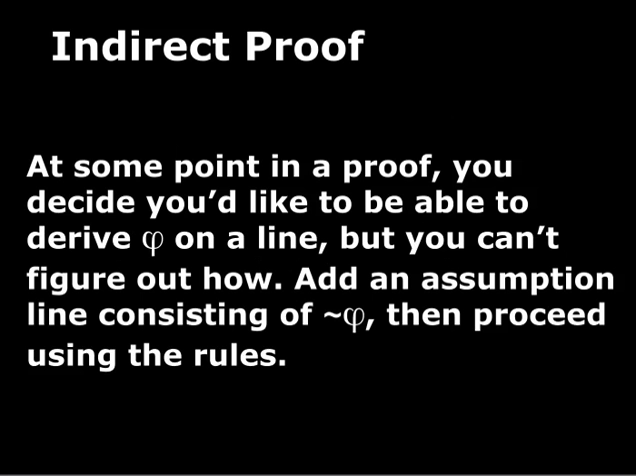In a little more detail, at some point in a proof, you decide you'd like to be able to derive phi on a line. You can't figure out how, it's not obvious how to do that. So you decide, okay, I'll use indirect proof. What you do is you add an assumption line that consists of the negation of what you're trying to derive. If you're trying to derive phi, your assumption will be not phi. That's justified as AIP, assumption for indirect proof. Then you proceed using the rules, just like in conditional proof, where you make your ACP assumption and proceed using the rules.